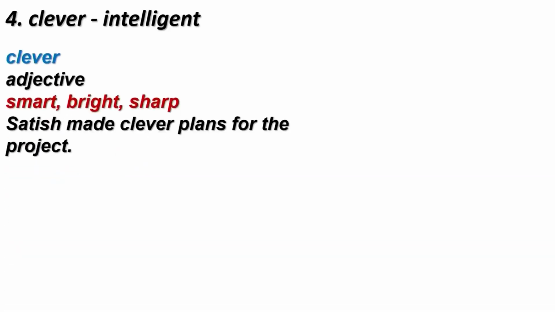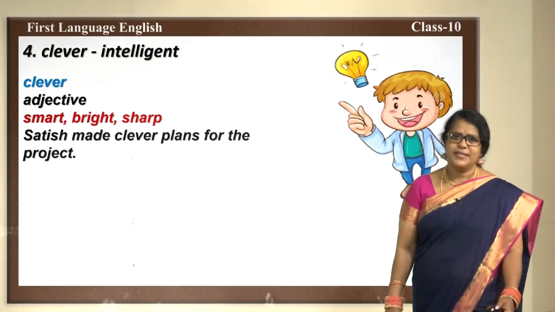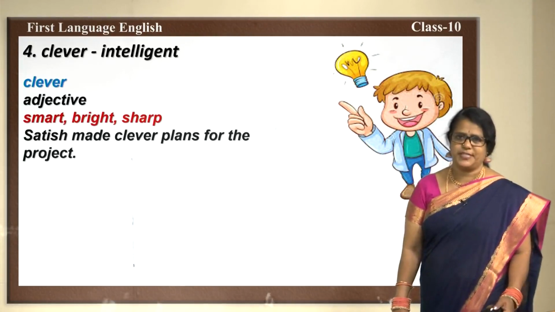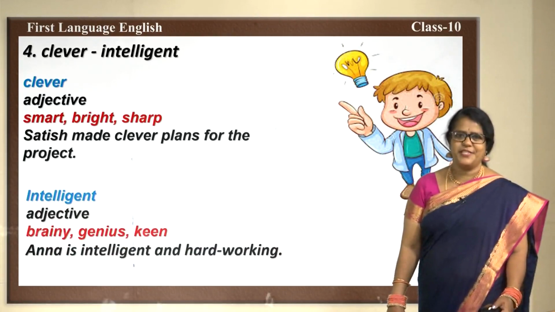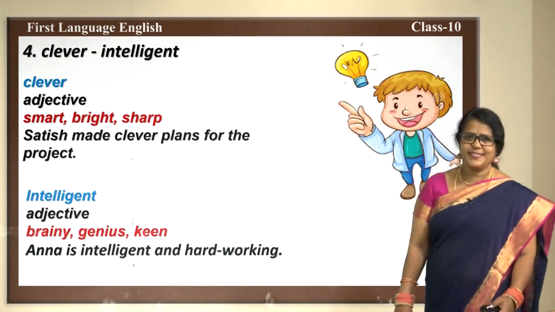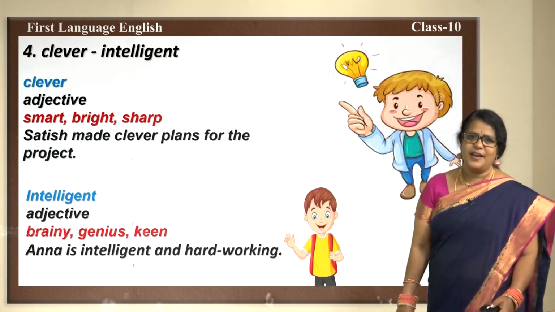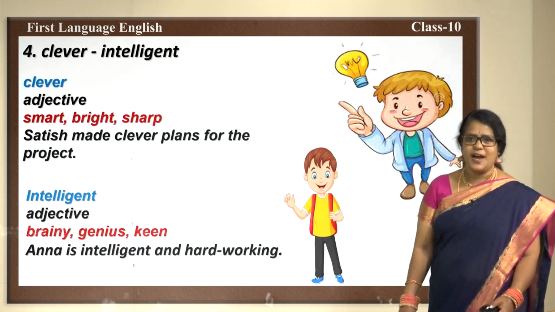The next pair, clever, intelligent. Both seem to be the same, whereas let us see how different they are. Clever, an adjective, smart, bright, sharp. Satish made clever plans for his project. Intelligent is also an adjective, brainy, genius, keen. Anna is intelligent and hard-working.